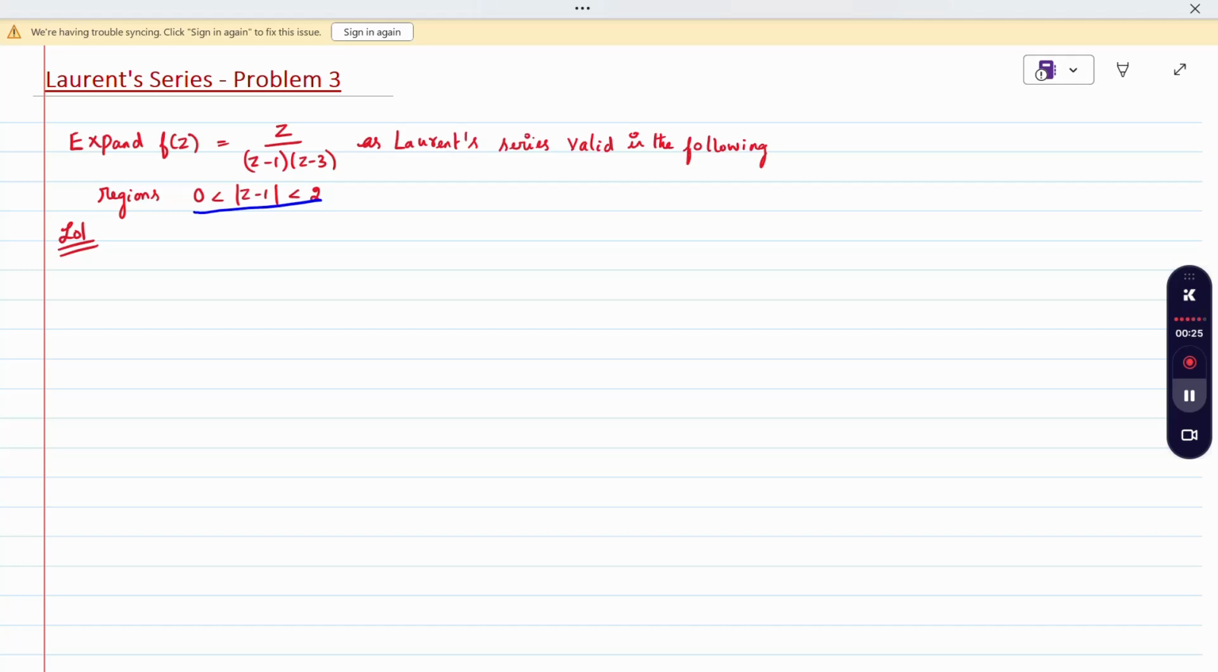First I will find the partial fraction for this problem and separate the terms, so it is easy for applying a Laurent series. So, partial fraction: what is our question? z divided by (z minus 1)(z minus 3). It's a simple partial fraction, only two terms: a divided by z minus 1 plus b divided by z minus 3.